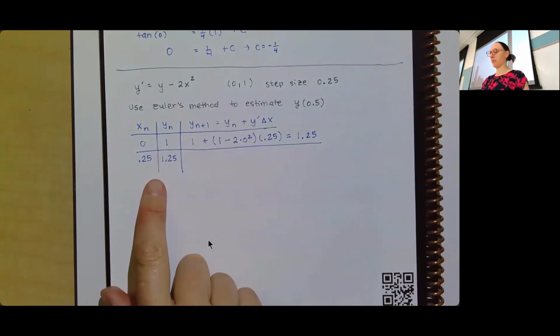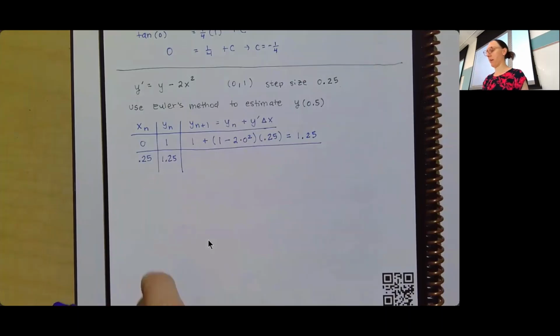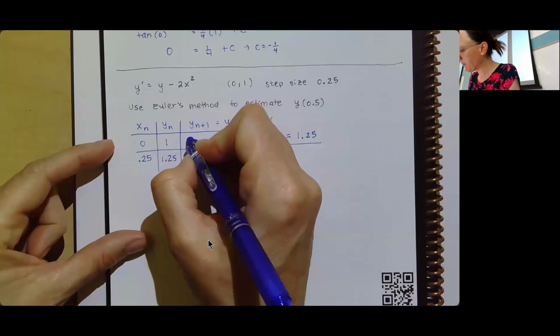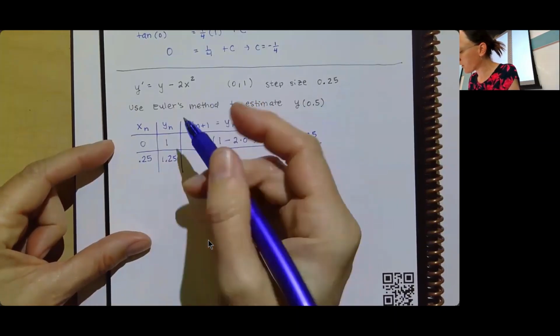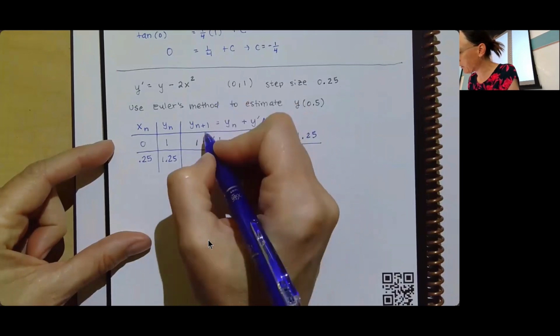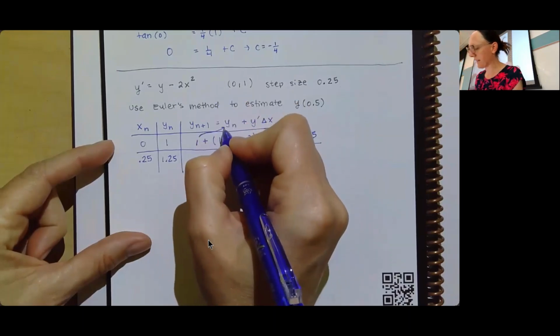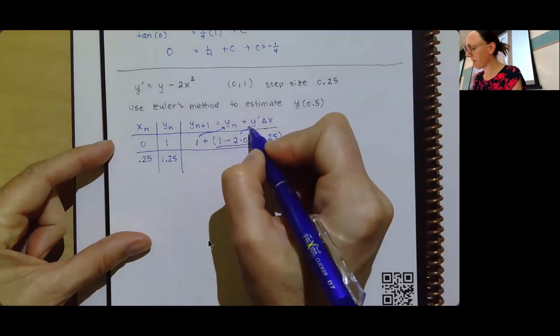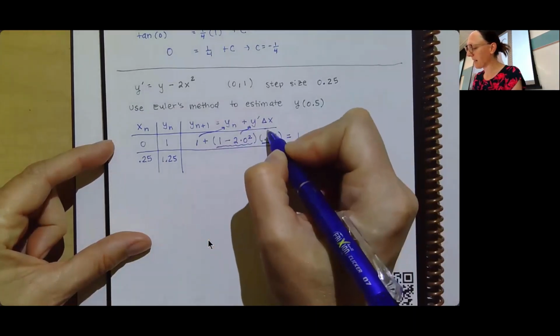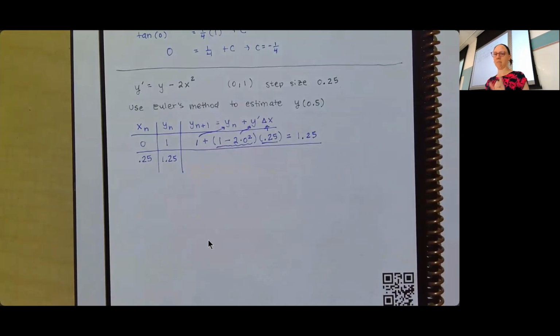And there's a question in the chat that I think is related to my handwriting more than anything else. So let me scoot this over a little bit, but that 1 is the y sub n. This part is my derivative, and the step size is delta x. Hoping that answers the question in the chat.